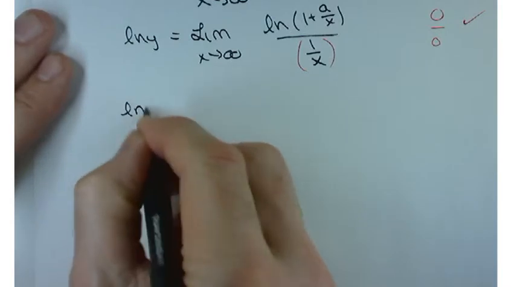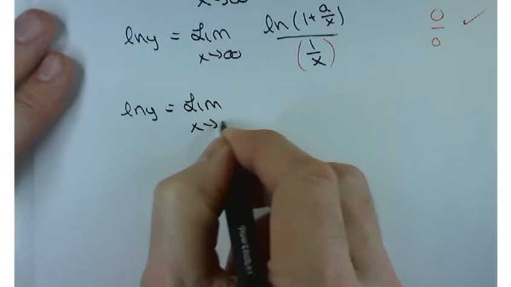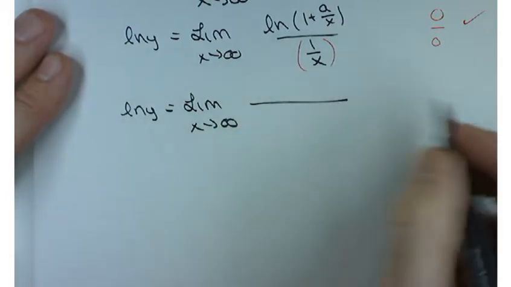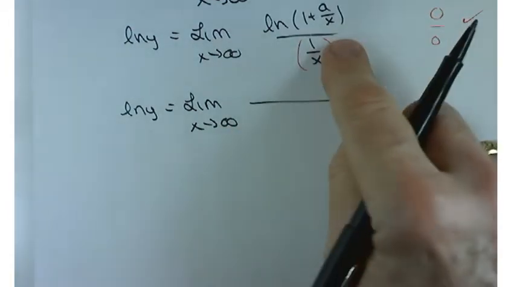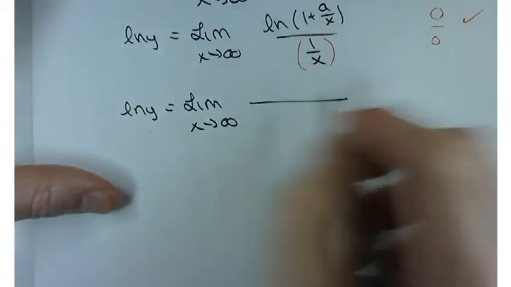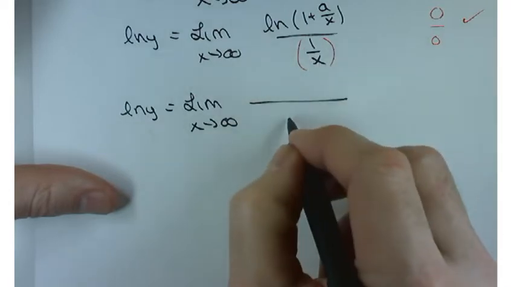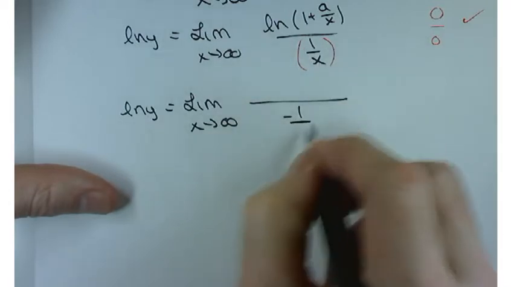So this is the ln of y equals the limit as x approaches infinity. Now we just did this one in problem 46. When I differentiate 1 over x, I'm going to get negative 1 over x squared.